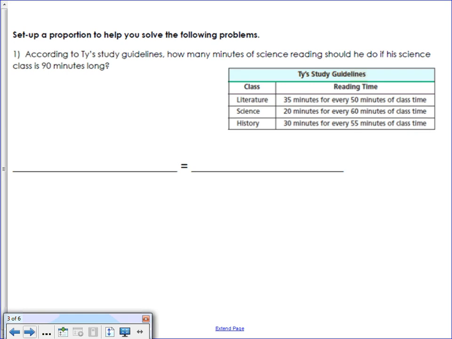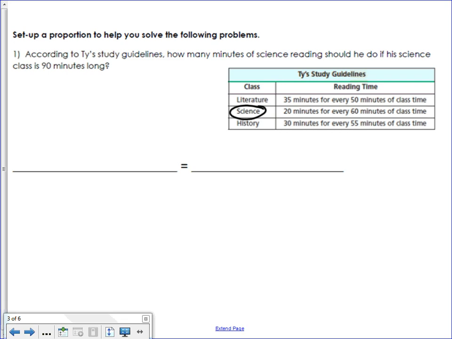All right, the next question says, set up a proportion to help you solve the following problems. Number 1, according to Ty's study guidelines, how many minutes of science reading should he do if his science class is 90 minutes long? So in this question, it's asking about science, so I know I'm going to be using this information. It says that for 20 minutes of reading time for every 60 minutes of class time.